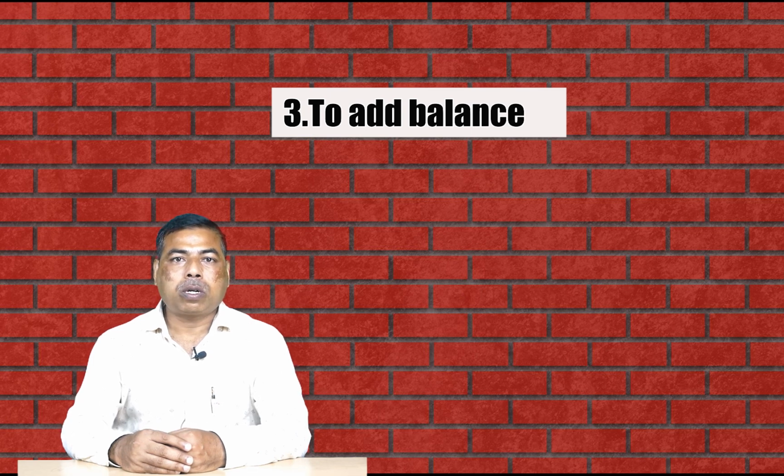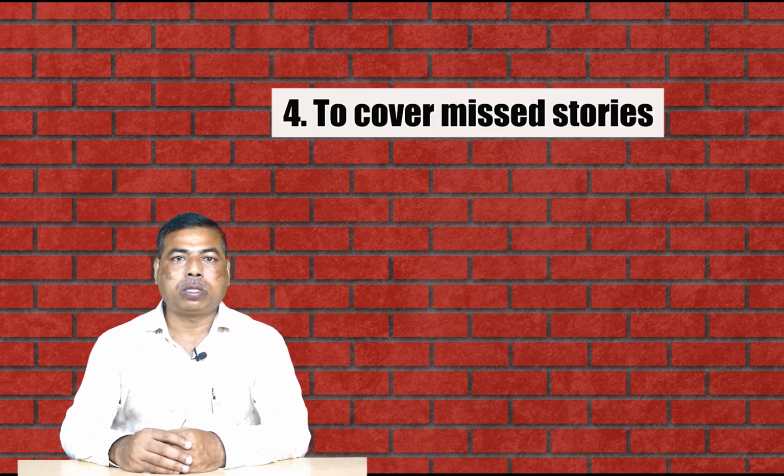Major events or controversies also produce a large amount of information. Your readers or listeners need time to absorb all that information. Giving it all in a single story may only confuse them, so you can split it up into a series of follow-up stories run over a number of days or weeks. Number 4, to cover missed stories.